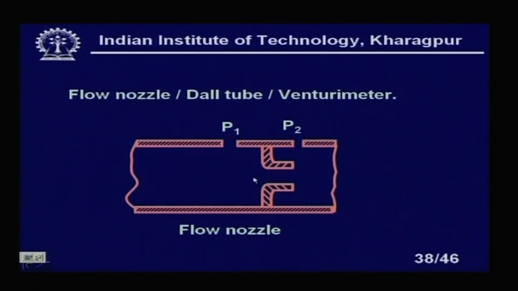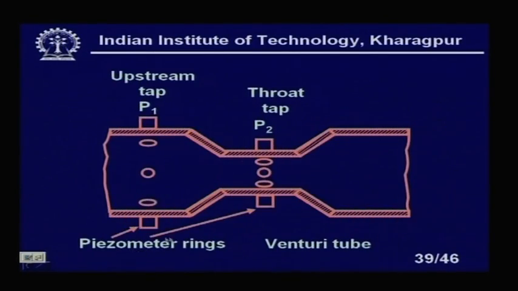This is a flow nozzle, shaped like this. We have the upstream pressure tap here, and the downstream pressure tap at the end of the nozzle. Here you see this is our venturi tube. The venturi meter is something like this, with the upstream pressure tap. These are piezometer rings, used to average the pressures. This is a throat tap; instead of downstream we call it the throat tap.